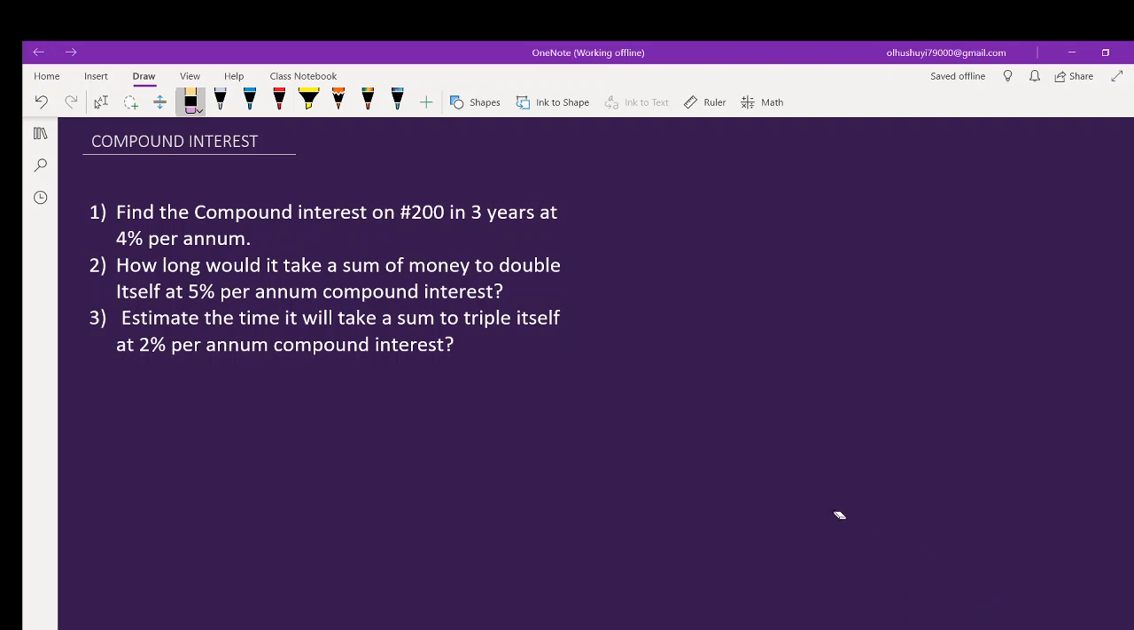You're welcome on board with me as we take a course through today's topic. We're talking about compound interest.